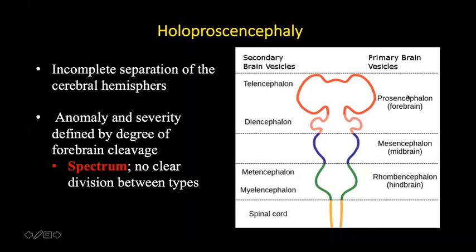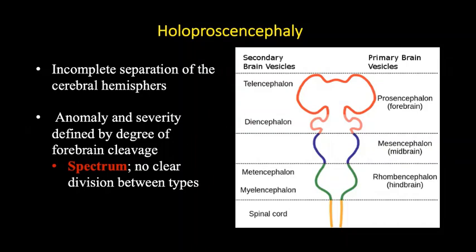With that, the prosencephalon will be separated into 2: the telencephalon forming the 2 cerebral hemispheres, and then the diencephalon forming the thalami and the hypothalamic region. So there is a disturbance in that separation. That's why these things look still connected together.